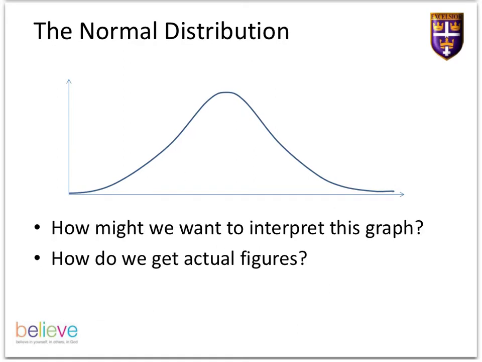So if someone presented you with a normal distribution graph a bit like this one, and not the raw data, how might you want to interpret the graph? How could you get some actual figures? By actual figures, I mean something like, you might ask the question, I don't know if this was heights, how many people are below this height? So I've marked the height with an H, and the question would be, how many people or bits of information have I got that are less than that value?